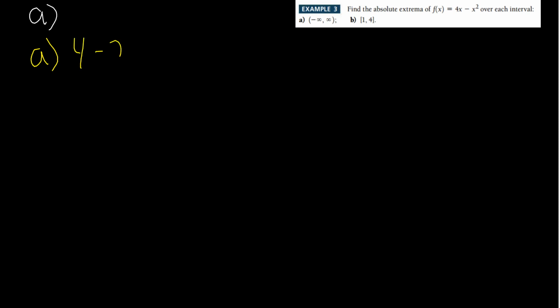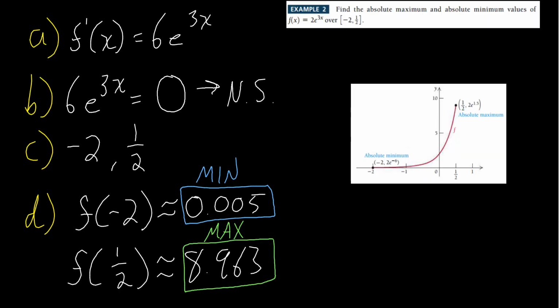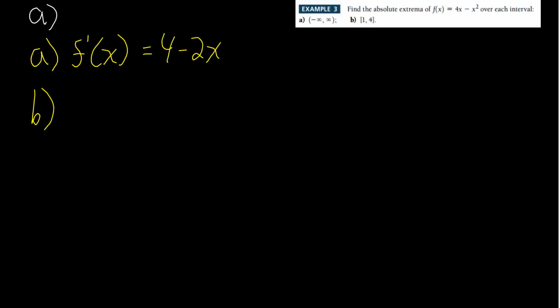And then b, oh shoot, let's be more precise with our notation. I don't know why I do that a lot. I want to say 4 minus 2x, and let me make sure that I did that. Okay, good. All right, so 4 minus 2x. Next up, let's equate this equal to 0.